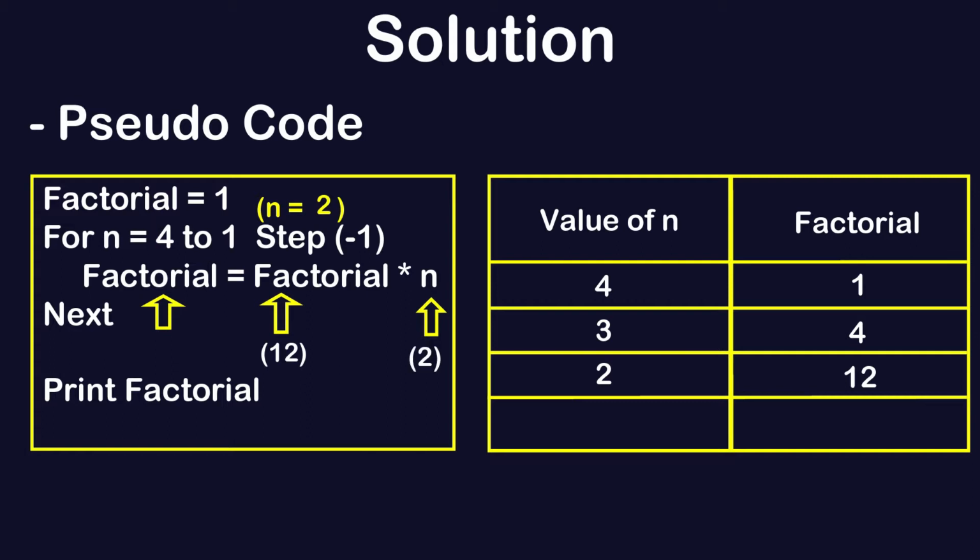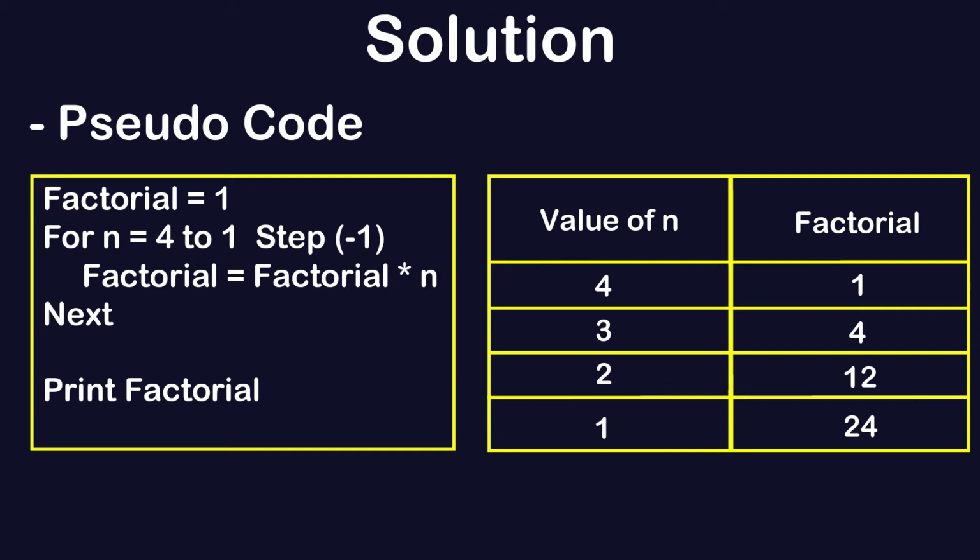Again this process is going to repeat and the factorial will be factorial into n, that is 12 into 2, it will be 24. Still n is 2, so factorial is 24 and n now gets decremented by 1, so n is 1. And when you say 24 into 1, it will be 24 only. And at the end we just say print factorial. This is how the factorial is achieved.